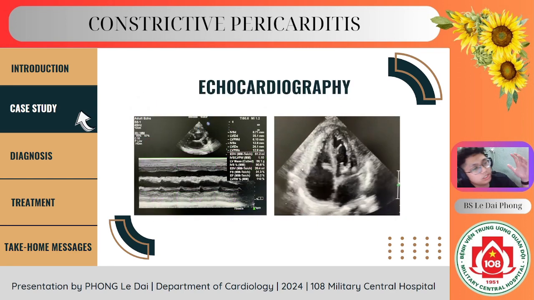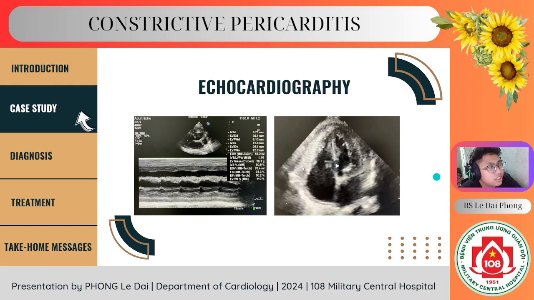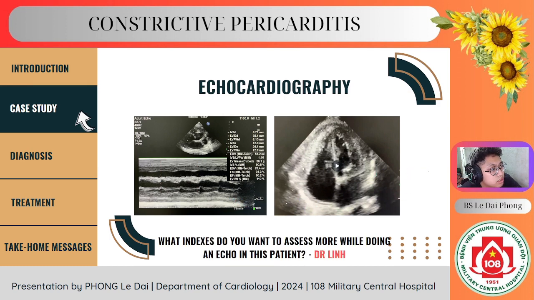So we come to the first imaging test, the echocardiography of this patient. We have the long axis view and the four chamber views of the patient. So what indices do you want to assess while doing an echo in this patient? Firstly, in my opinion, we need to assess all the indices regularly.